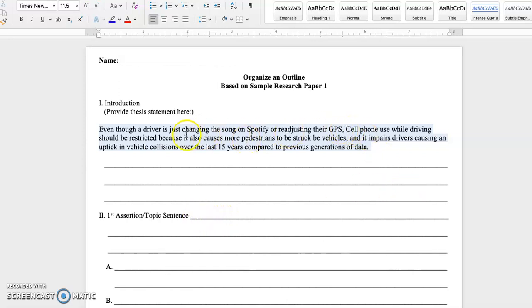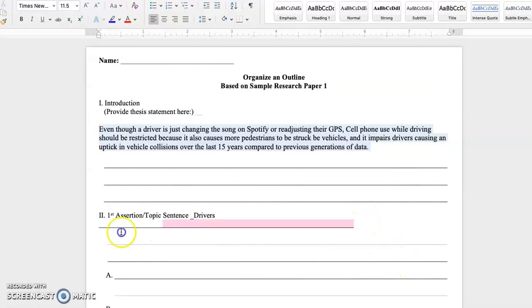So look, the first assertion is that it should be restricted because it causes pedestrians to be struck by vehicles. I'm not going to just copy and paste that because the phrasing is not going to translate well into a new sentence. I'm going to have to rewrite it for my first. So I'm going to use really simplistic language. So let's say I want to restate what my whole topic is about.